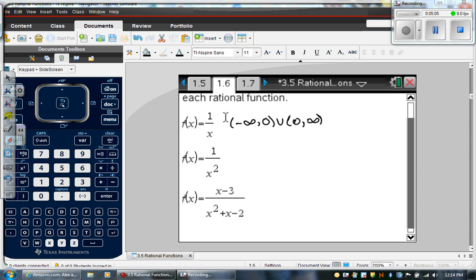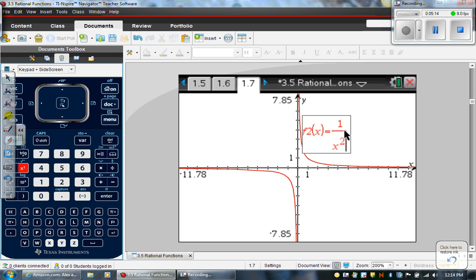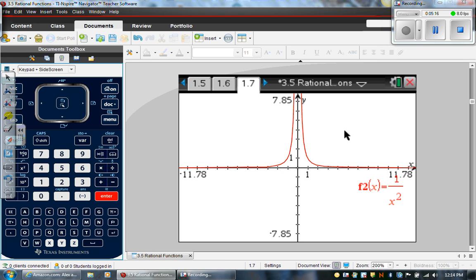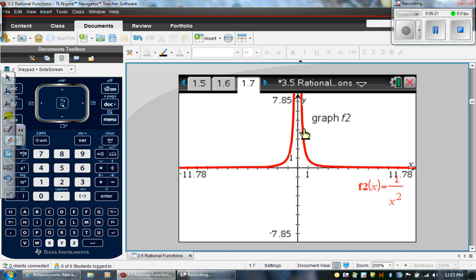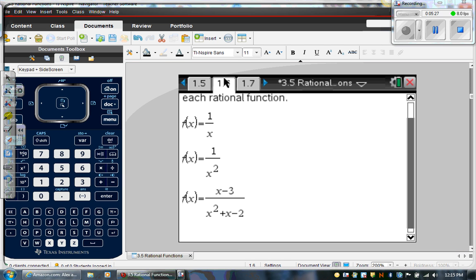So the next one, 1 over x squared. And I'm just going to change it right from here. There's my function. And again, it looks like the same thing is happening. It looks like it's getting closer and closer on either side of the y-axis, but never actually touching it. Okay? So again, same thing here. Negative infinity to 0, but not including 0. Okay?